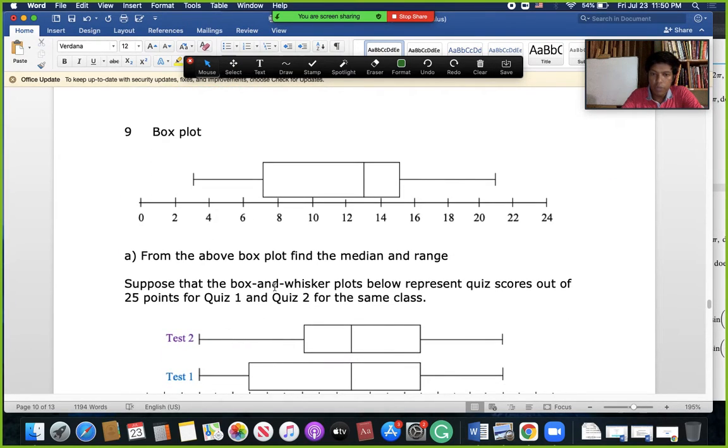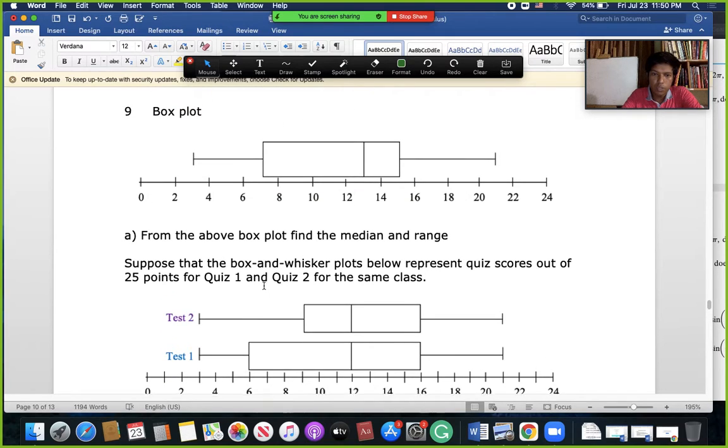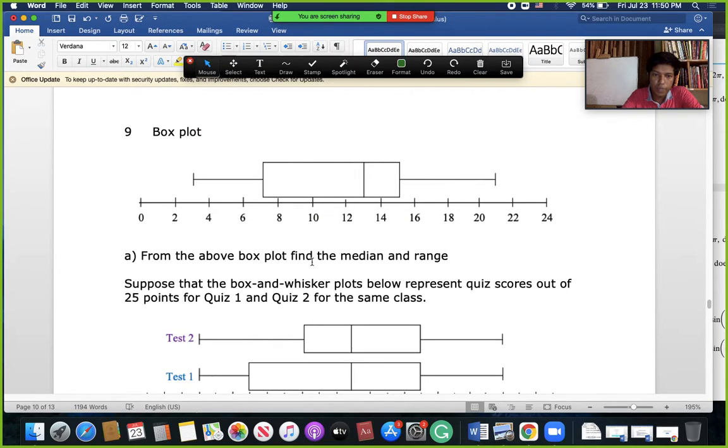This is related to the box plot. So you have seen this question actually. Find from the above box plot the median and range. So the median is here, which is 13 actually, and the range is 21 minus 3. Then you will get the range, because highest minus lowest is the range.